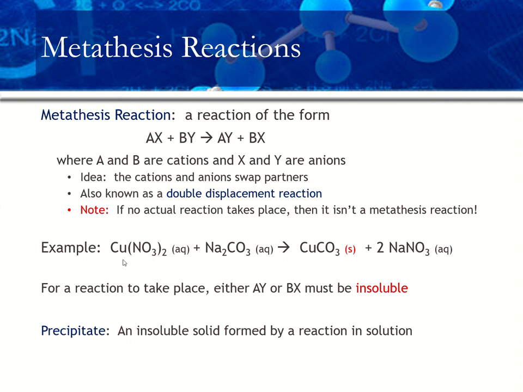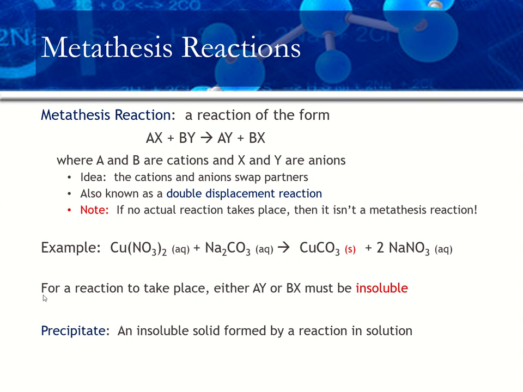So here's an example of a specific metathesis reaction. Copper 2 nitrate, which is an aqueous solution, is mixed with an aqueous solution of sodium carbonate, and that forms a precipitate of copper 2 carbonate that's insoluble. It drops to the bottom of the container, and a solution of sodium nitrate.